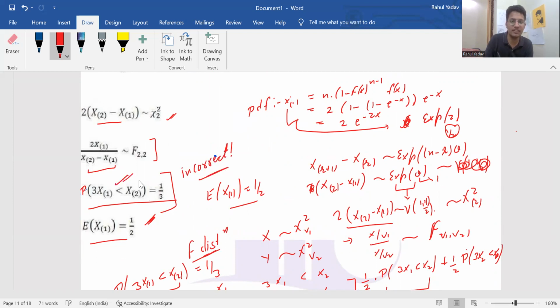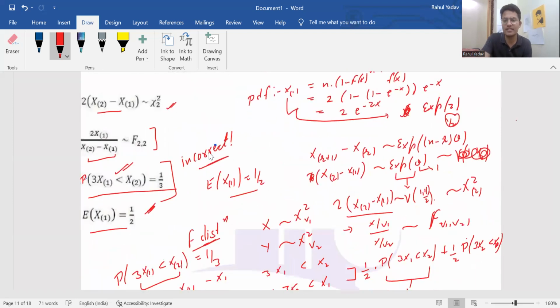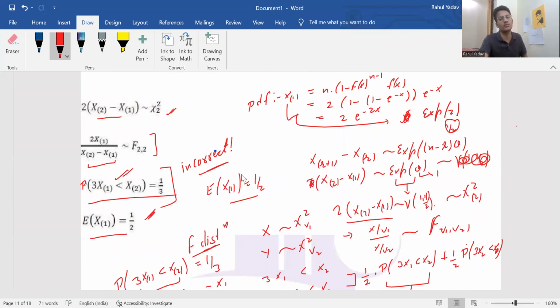Okay, so we have option C, that is the correct answer for this particular problem. That is a false statement. So you can just check it out and solve the other options and have a recap on the basic concepts.